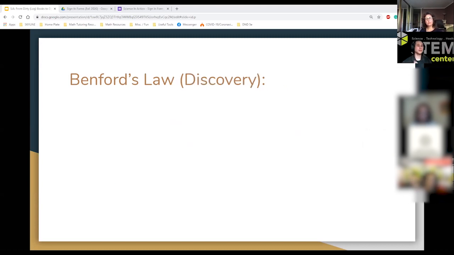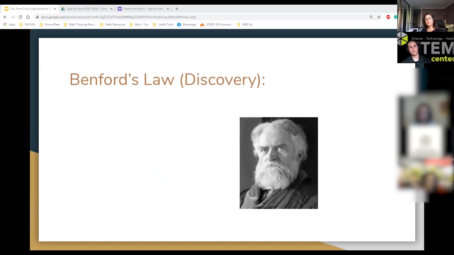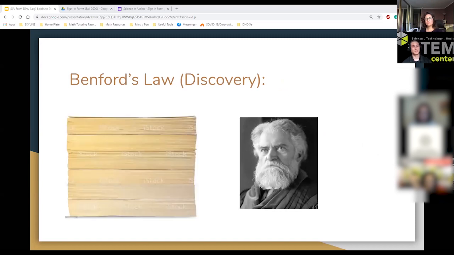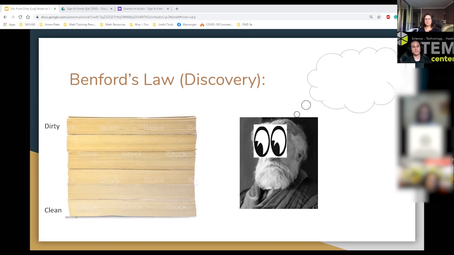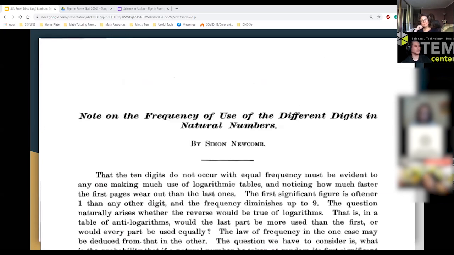And so in this discovery, when Simon Newcomb was doing these calculations, trying to establish the velocity of light, he noticed something with the log table, that the front half of the book was way dirtier than the back half of the book. And to him, that just meant that I'm using these values closer to the front of the book way more than these values that I'm looking up towards the back of the book, which led to a thought that the 10 digits do not occur with equal frequency. And turns out that was the beginning of his paper.